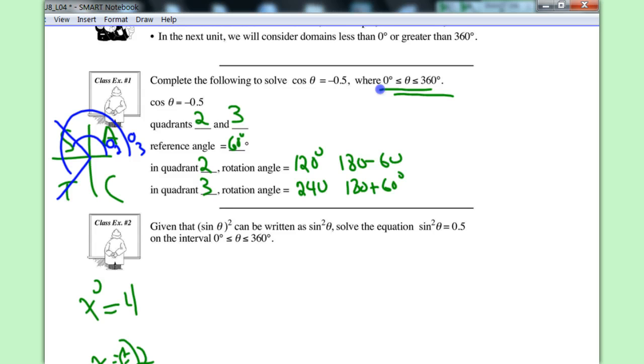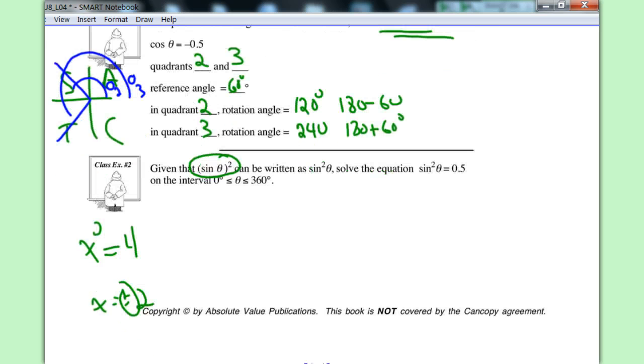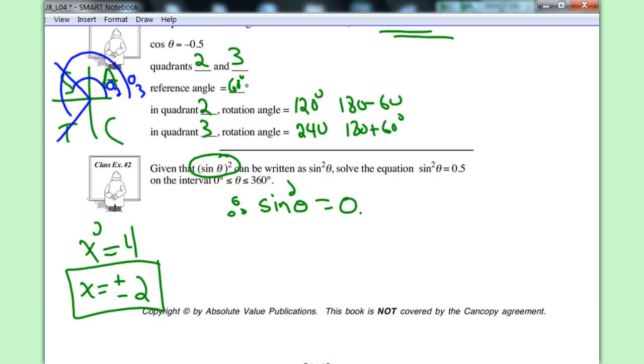If I go to question number 2, this squared comes into play, and that's really important. For the same reason, if you remember, when somebody would ask you x squared is equal to 4, that would mean that x could be equal to both plus or minus 2. And that's a really important math concept. So therefore, when somebody says that sine squared is equal to 0.5, that means that sine is equal to both plus or minus the square root of 0.5, right?